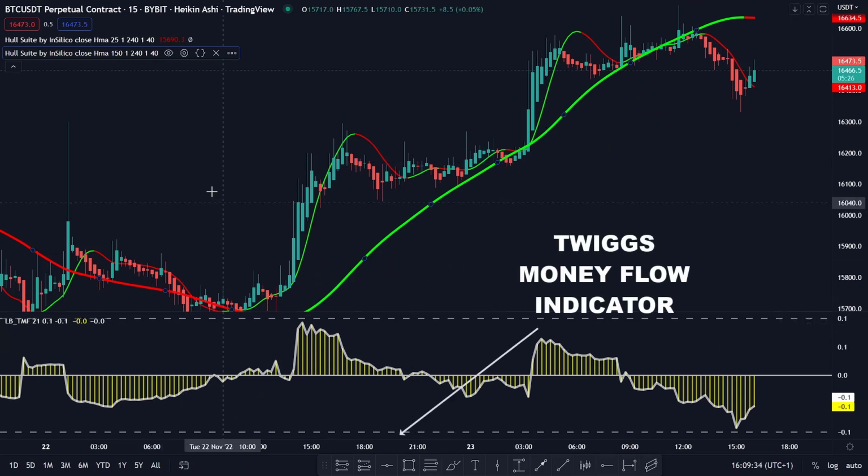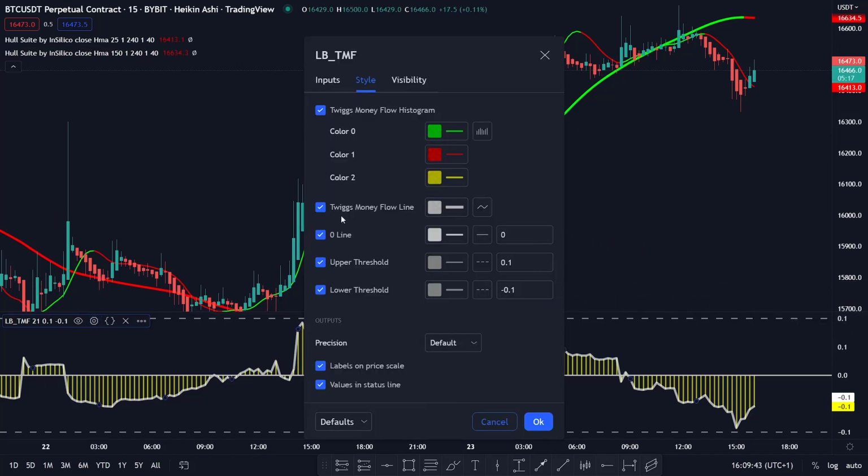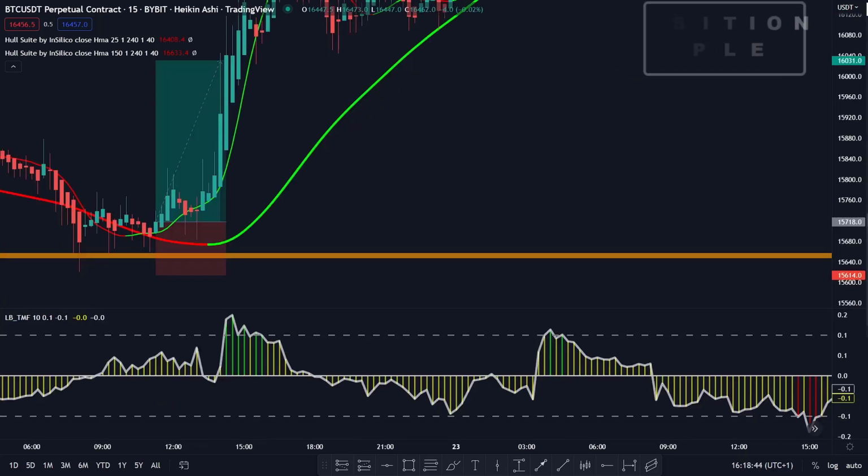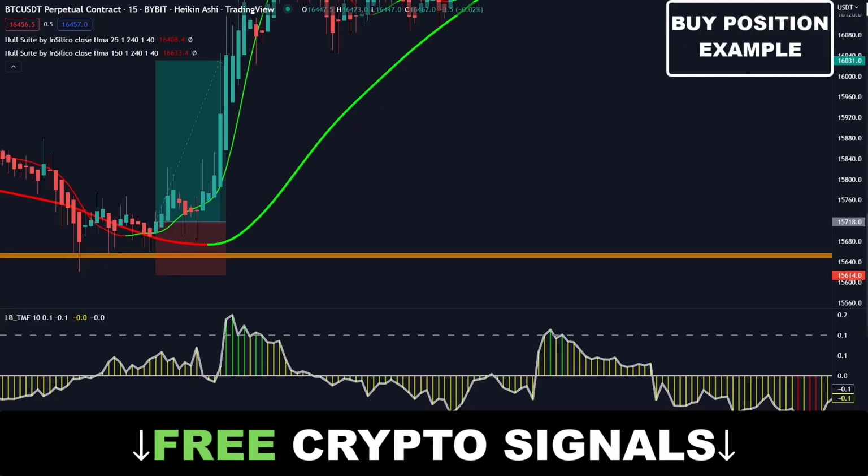We now have only the Twiggs Money Flow indicator to set up. This is the graph below on our screen. We click on settings of this indicator and change the time period to 10. We are now finally ready and prepared to execute the technique. Let's begin by considering a long position as an example.